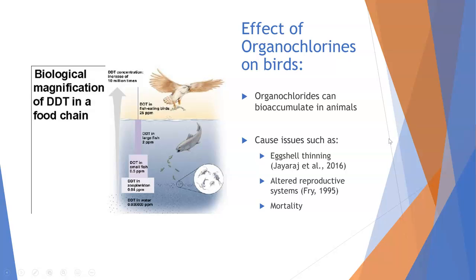And so, what effect did these organochlorines have on birds? Well, like I mentioned before, organochlorines can bioaccumulate in animals, and it's why I showed this example right here of the DDT accumulation that starts out in water and then ultimately gets increased 10 million times by the time it reaches the hawk or the eagle, whatever you're seeing here. And these organochlorines cause issues in the animals that they bioaccumulate in, such as eggshell thinning, which many people have heard of because of bald eagle populations, and then altered reproductive systems and mortality.